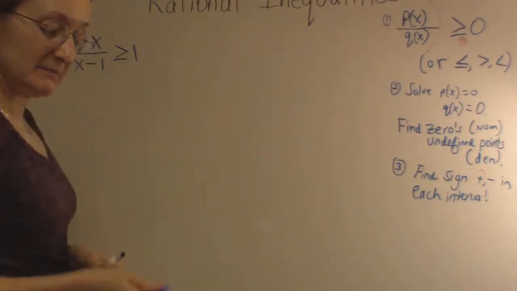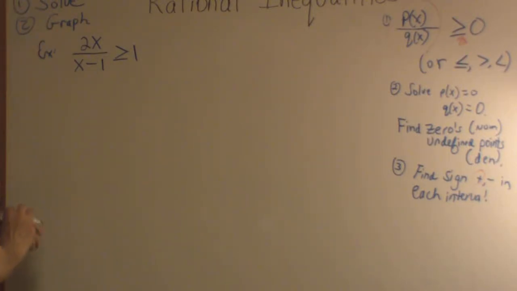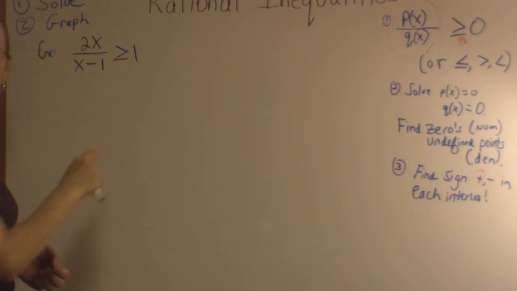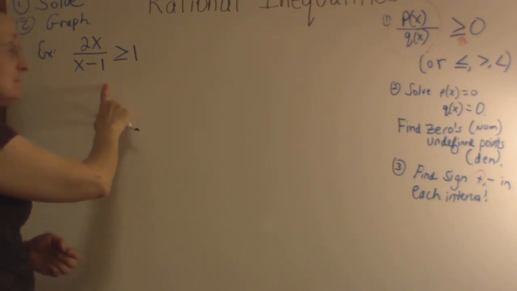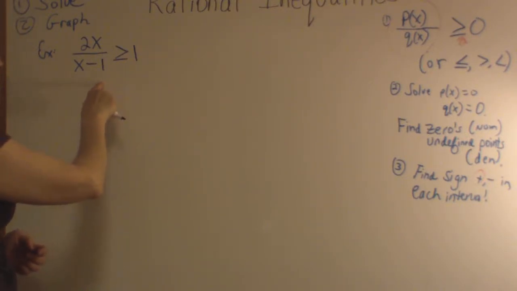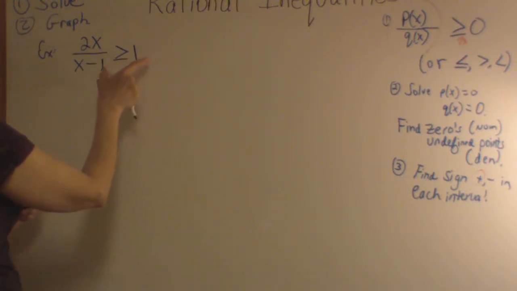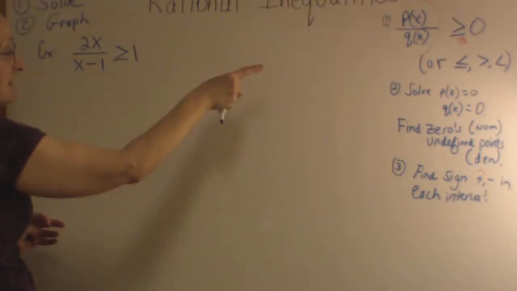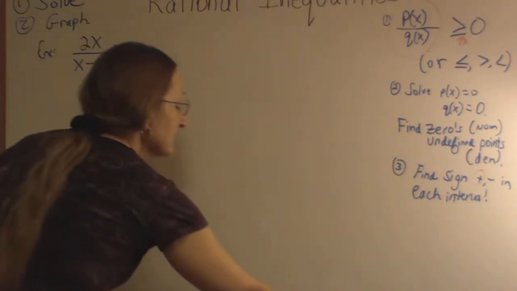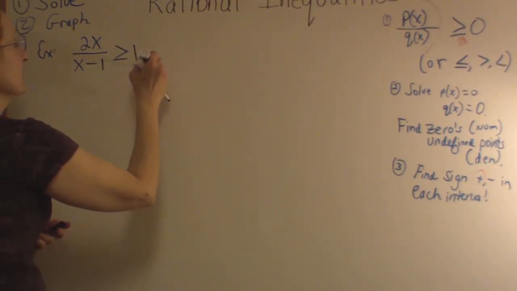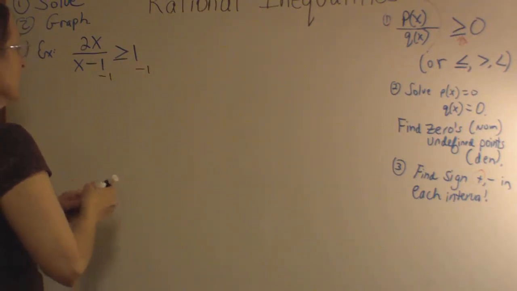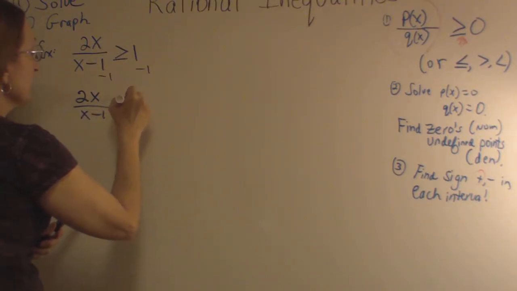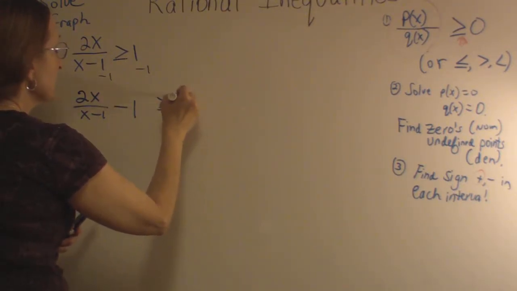So we know in order to make this statement true, we have to have a positive result. So let's begin. All right, we have 2x divided by x minus 1 is greater than or equal to 1. And so we first get this in the form of the definition. So we'll have to subtract 1 on both sides in order to get a 0 on that right hand side. So let's subtract 1 from here, minus 1, and 1 from there. So we have 2x over x minus 1 is greater than or equal to 0.